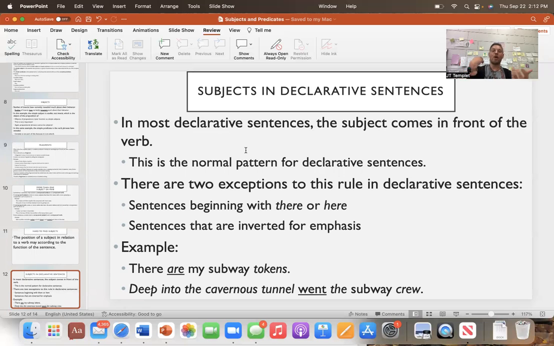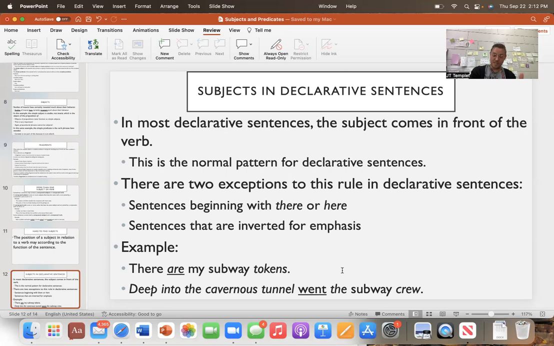And sentences that are inverted for emphasis. So for instance, in the first example, there are my subway tokens. There is not doing anything. It's not the one doing the action, the are. They're inverted. So sometimes it may help to revert the sentence. My subway tokens are there. We're seeing that it's now the object.